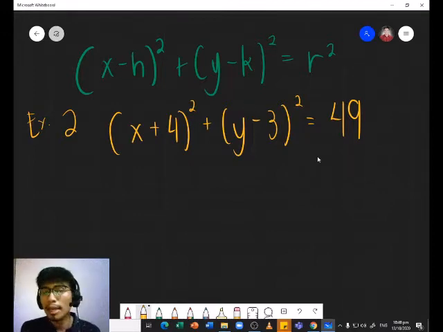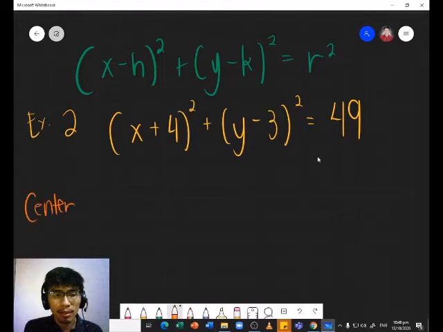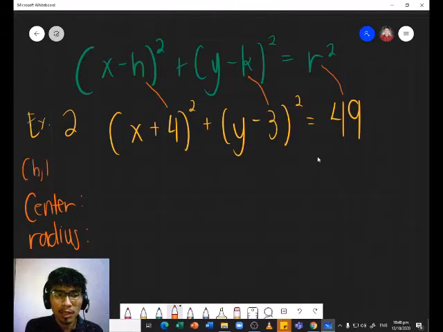Same goal. Let's try to identify the center and the radius. Again, every time I ask you to get the center, I am referring to the ordered pair. Take note that this is my h, and that is my k, and this is my r squared. So now again, the center is in the form (h, k). So what is my h here? How did we solve example number 1? My h here is positive 4.